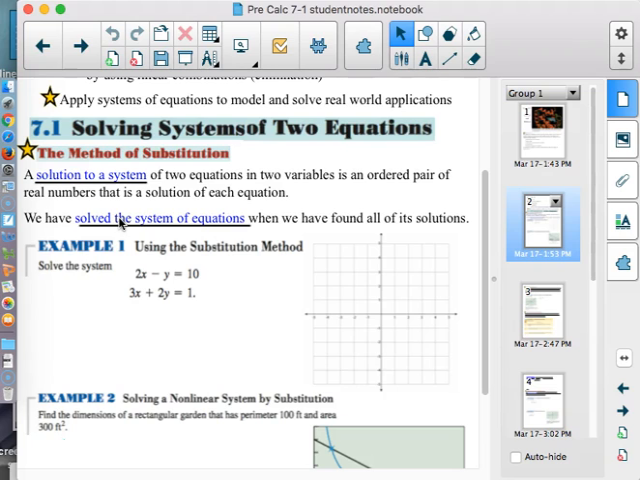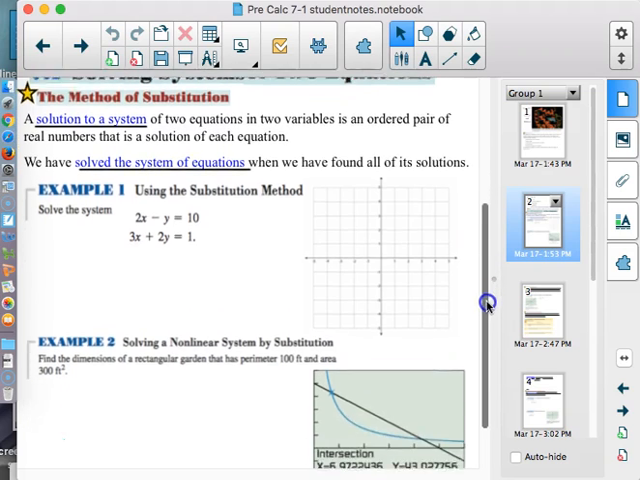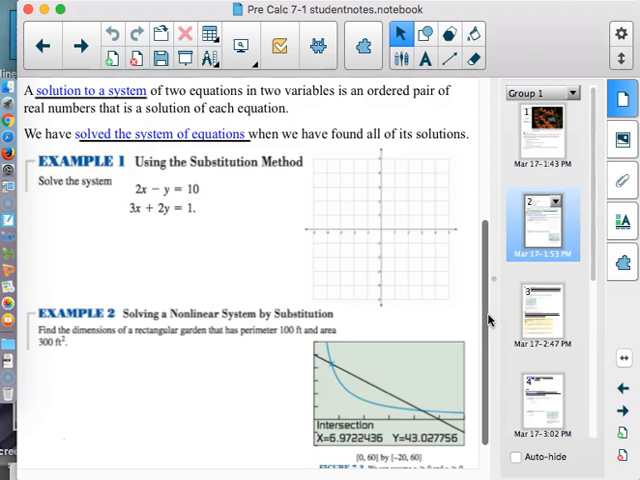So the first method that we had for our objective was the substitution method, and my hope is that just hearing that name has helped you to remember how to do this. Do you remember how to use substitution to solve a system? What do you do?